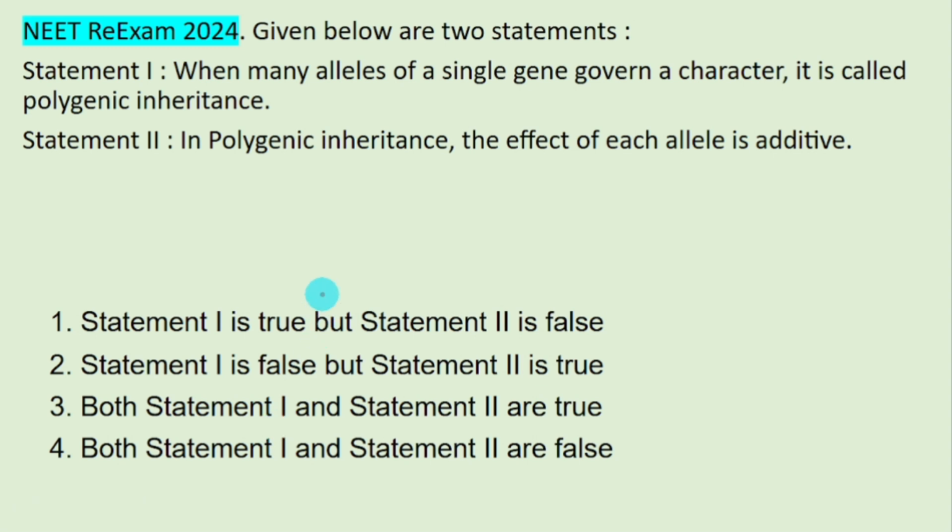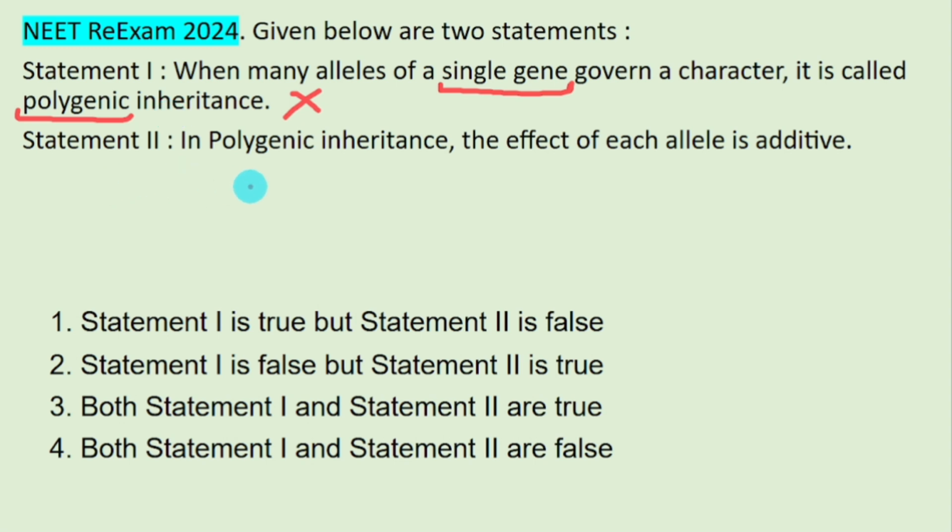Okay. Next one. This is from re-exam 2024. Two statement question. When many alleles of a single gene govern a character, it is called polygenic inheritance. So see, many alleles is a distraction. Okay, most of the students will just read many alleles and they will tick mark this as a correct statement. But important point is you should focus on the number of genes. Since the statement is saying single gene is involved, so single gene and polygenic, this is totally wrong. And this is the reason the statement is false. So keep in mind it has to be three or more genes. Then only you can call the inheritance polygenic inheritance.